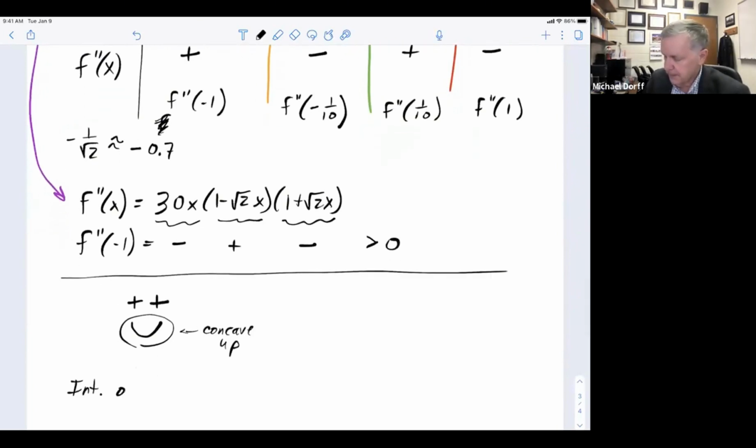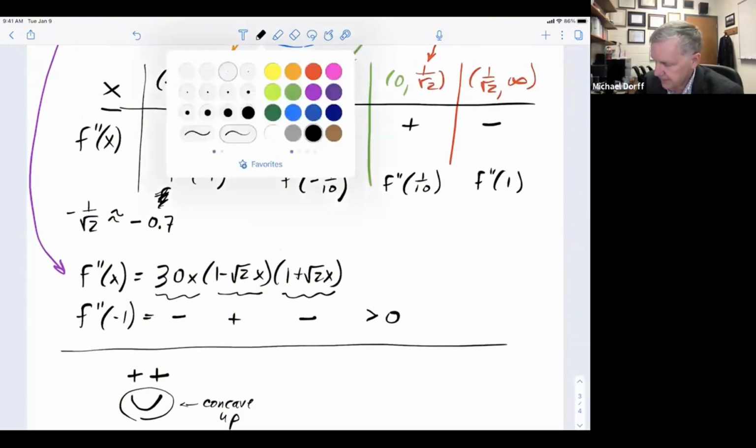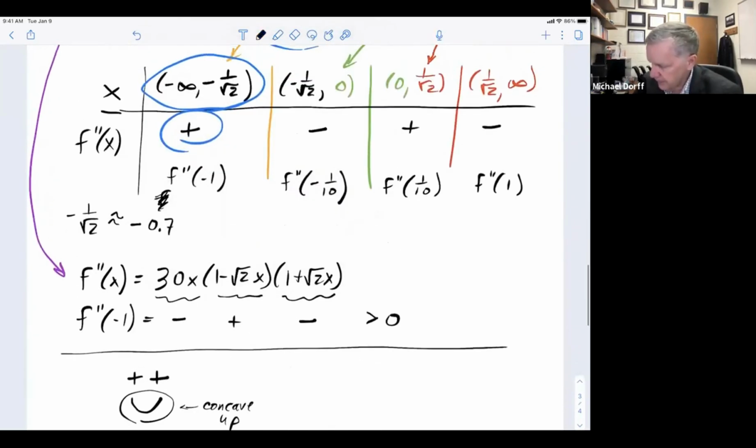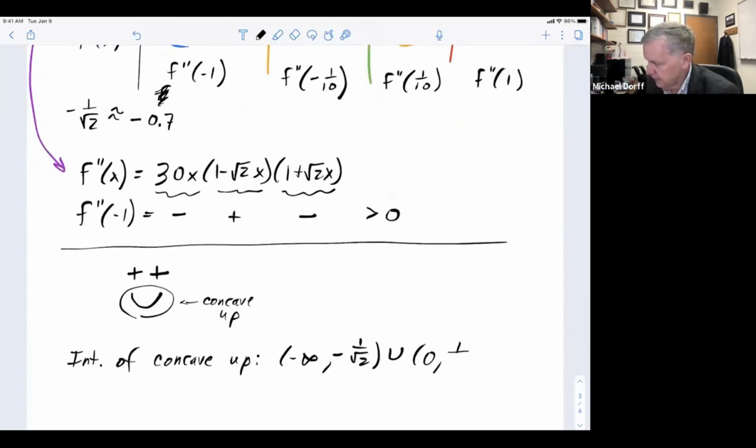So the intervals of concave up are -infinity to -1 over square root of 2. All right, and that's coming from this part right here because it's positive. And then union, and where else do I have positive? I have positive right here. So I take this interval, and that interval was 0 to 1 over square root of 2.